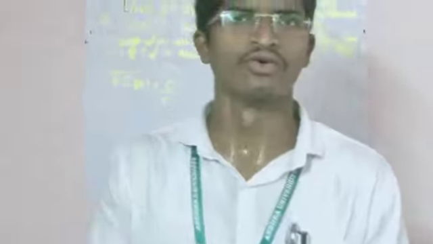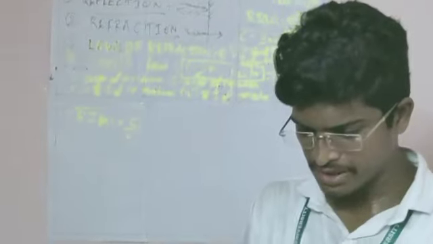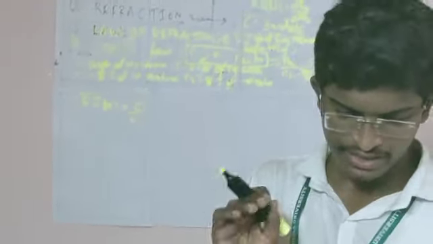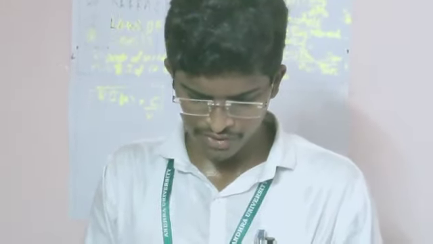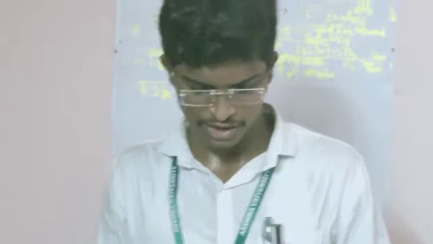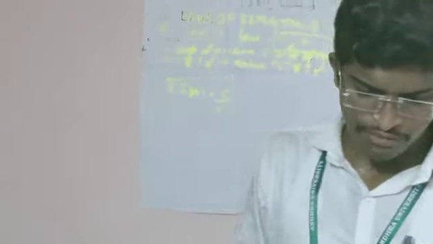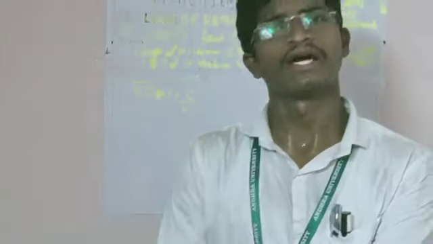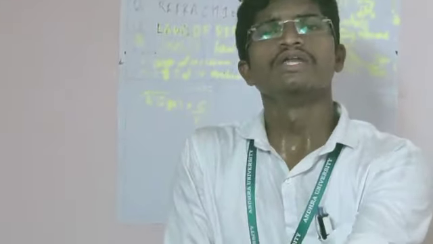We will briefly know what the refractive index of a certain medium is. The refractive index of a medium with respect to another medium is defined as the ratio of the speeds of light. Let V1, V2 be the speeds of the light in the first medium and second medium. The refractive index of the second medium with respect to the first medium is given by N21 is equal to V1 by V2.